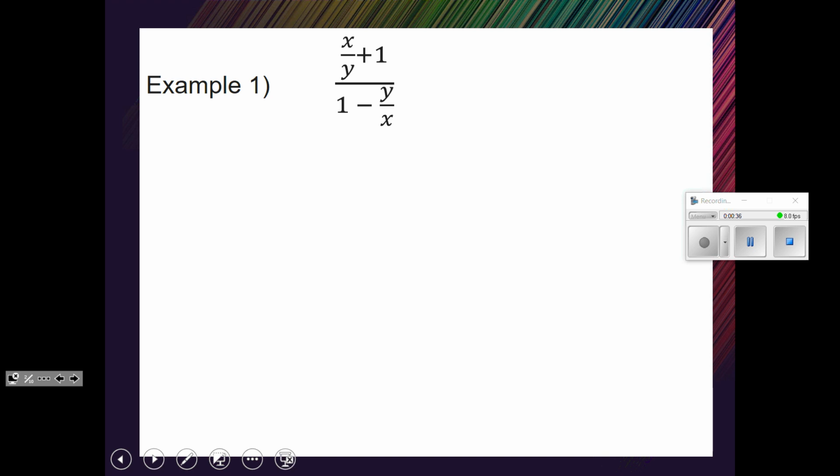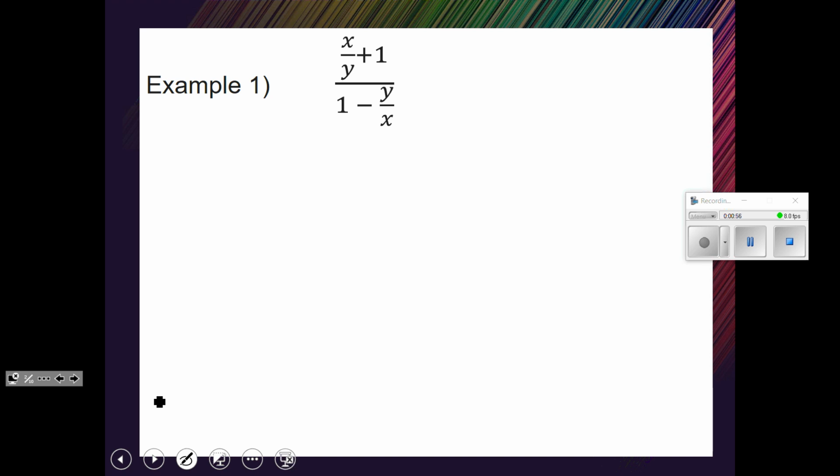So we're going to look at example 1. So everybody understand why this is a complex fraction? We've got fractions, and if you look at the numerator, there's a fraction, and if you look at the denominator, there's a fraction. So you've got little fractions within a bigger fraction.